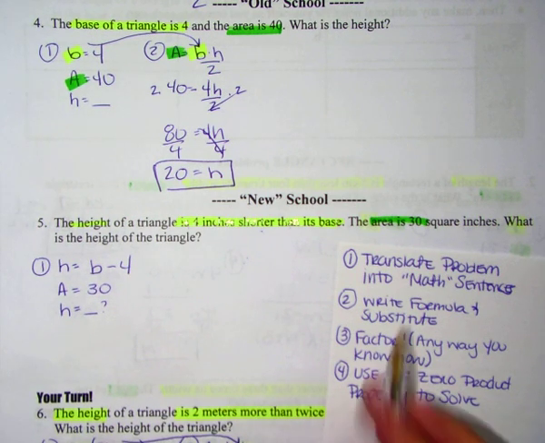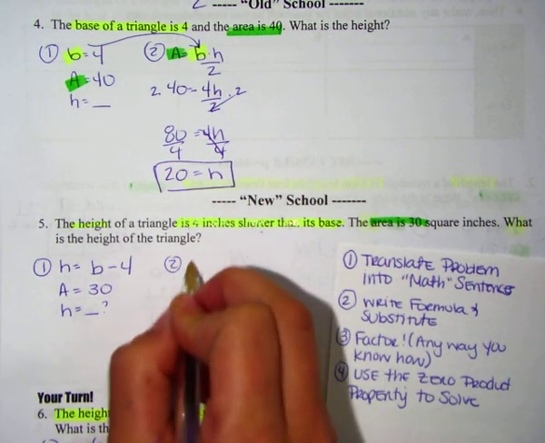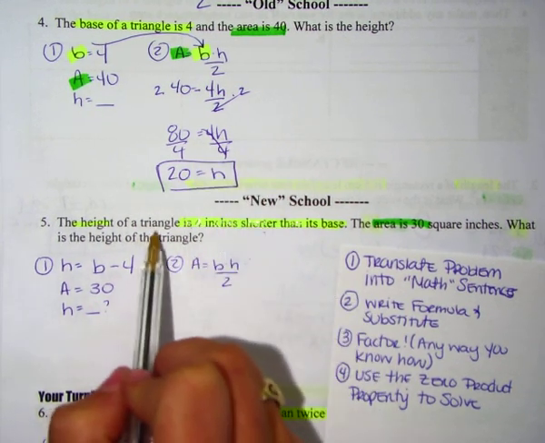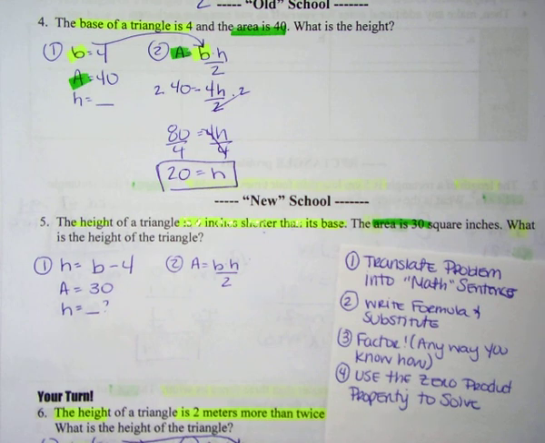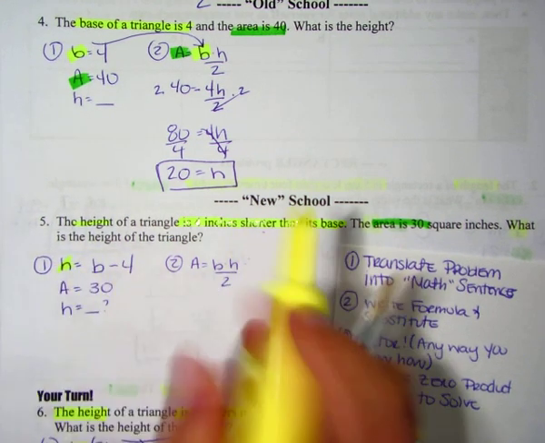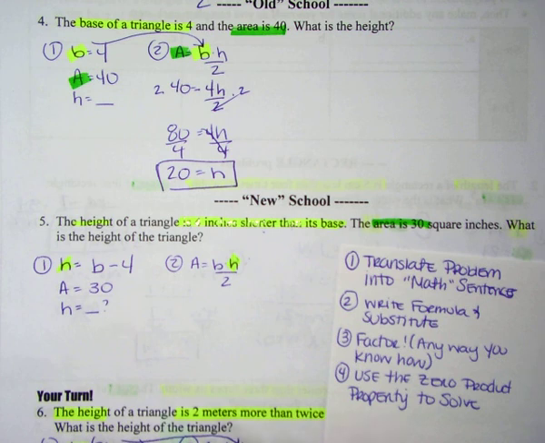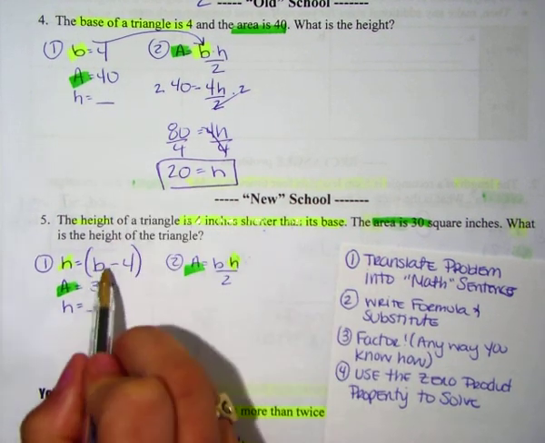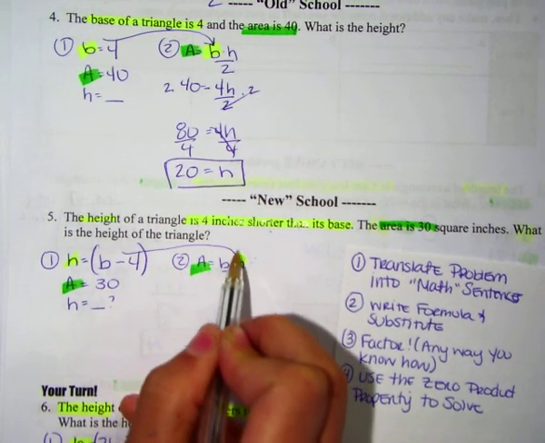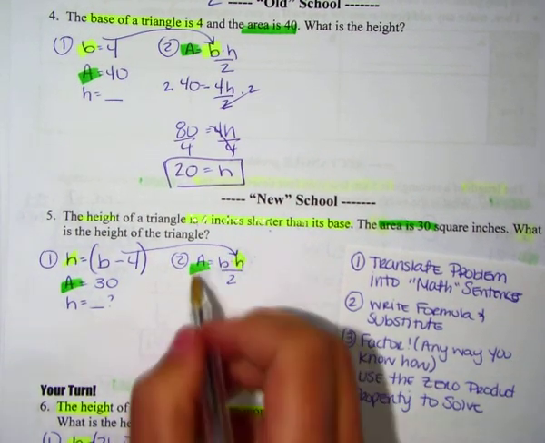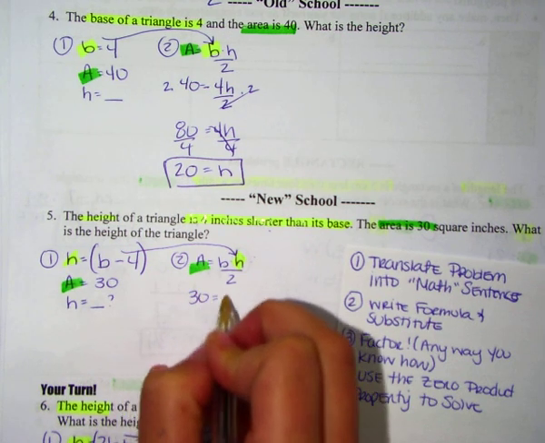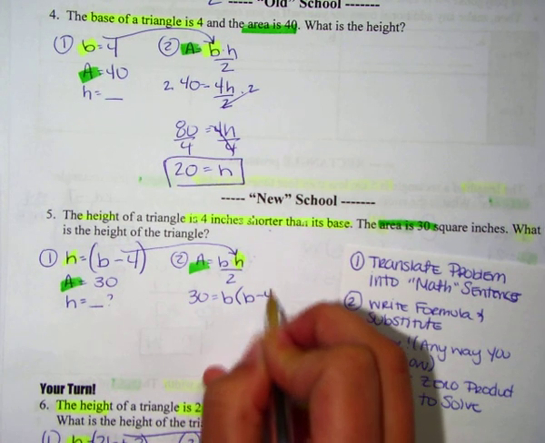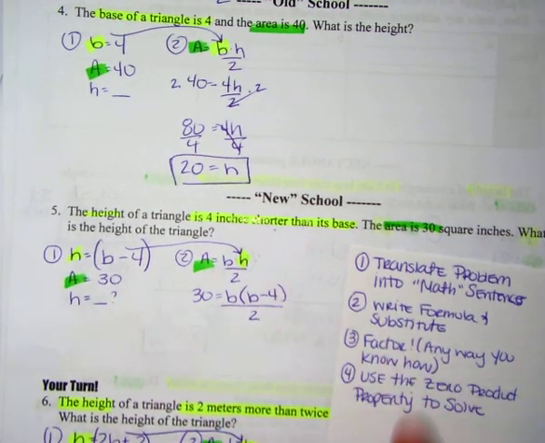Done that. So now I need to write the formula. Area equals base times height divided by 2, again because it's a triangle. And we need to substitute. B minus 4 is going in for H. 30 is going in for A. So I'm going to substitute B minus 4 in for H. 30 equals B times the whole thing, B minus 4 for H, and then divide by 2.